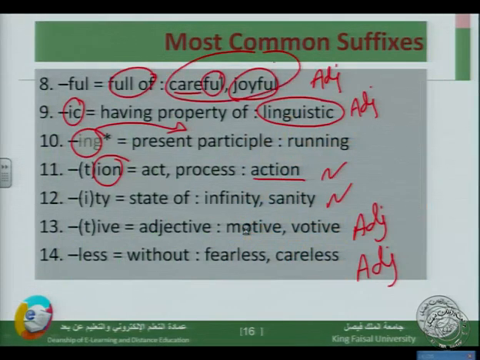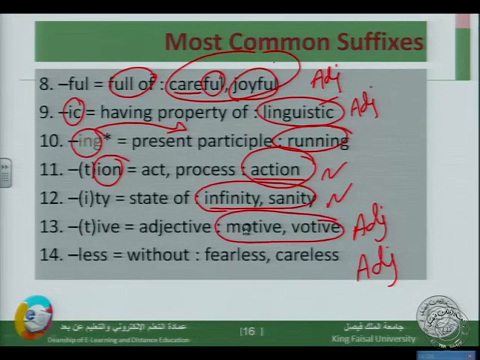Also right here, careful and joyful, they are adjectives. Linguistic is an adjective. Running is either a present participle or a gerund. And the gerund function, by the way, is functioning as a noun, and we have talked about it. Action, the word ends with the suffix tion, is a noun. Sanity and infinity, they are all nouns. Motive and votive and whatever and expensive, they are all adjectives.